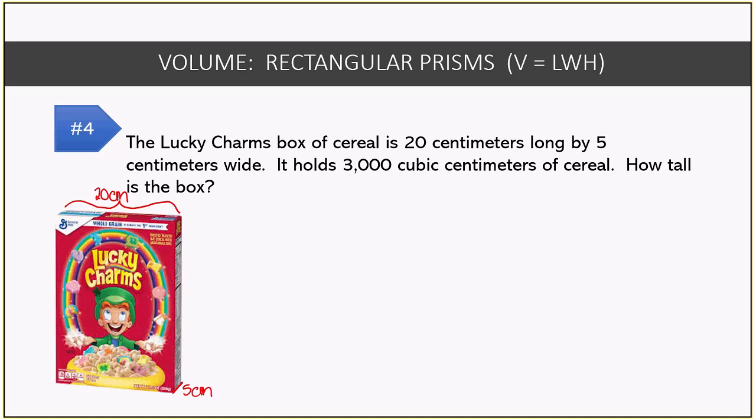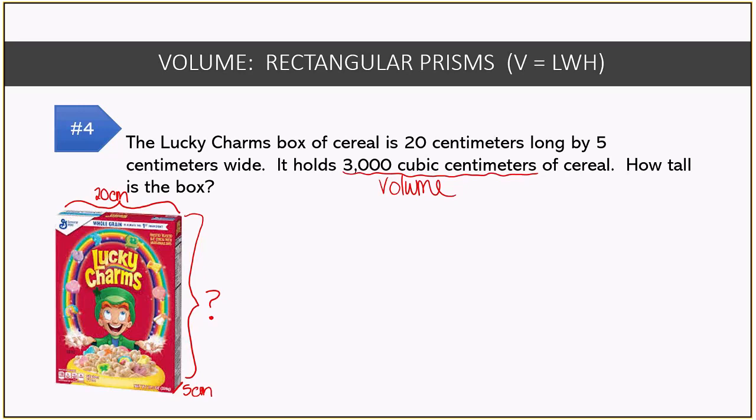It says that it holds 3,000 cubic centimeters of cereal. Okay, that's not the height. It holds 3,000 cubic centimeters. That would be cubic. That's tipping us off that this is actually the volume. And the question is, how tall is the box? So this is a second type of example where instead of needing to calculate the volume, we're given the volume. And now we have to find one of the 3 dimensions.